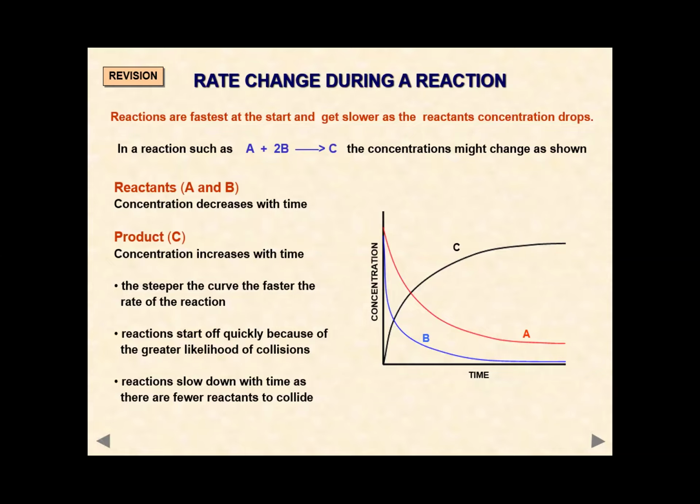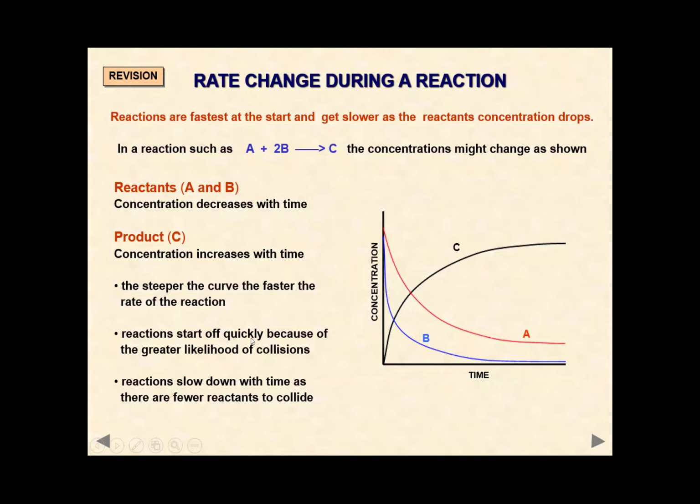Now we are going to move to the next one, that is about the collision theory. But before starting that, have a look again. Just read this slide. In a reaction such as A plus 2B changes into C, the concentration might change as reactant A and B concentration decreases with time. Product concentration increases with time. The steeper the curve, the faster the rate of the reaction.